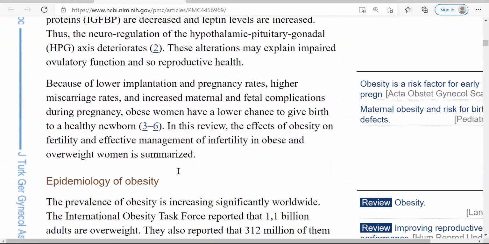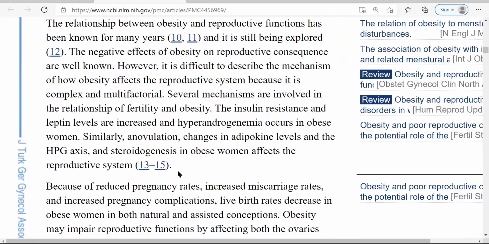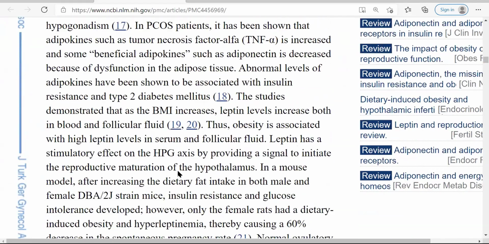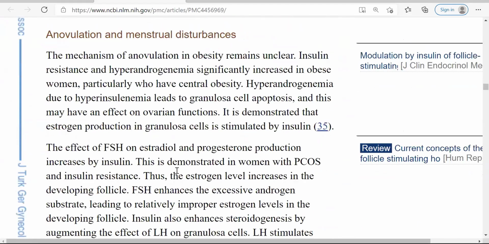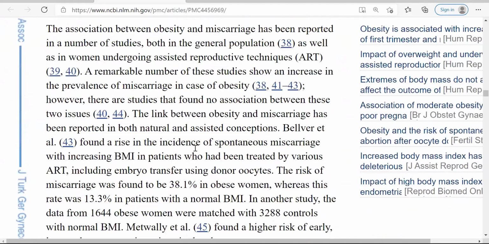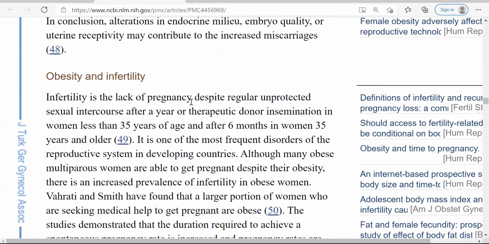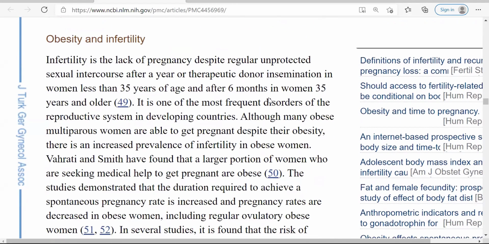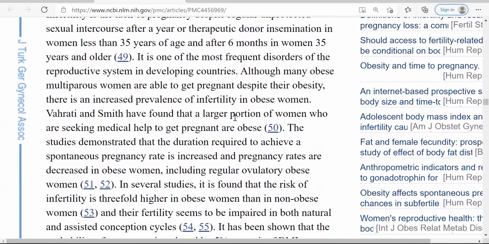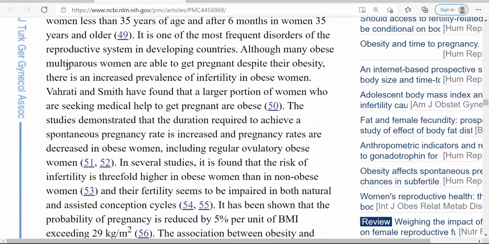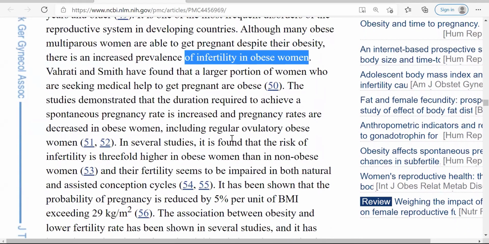There are lots of other adverse effects that we are not worried about. We're mainly worried about this thing. Let me have a look. It's a good guideline to read. This one, obesity and infertility. So we know what infertility or subfertility is. Although many obese multiparous women are able to get pregnant despite their obesity, there is an increased prevalence of infertility in obese women.